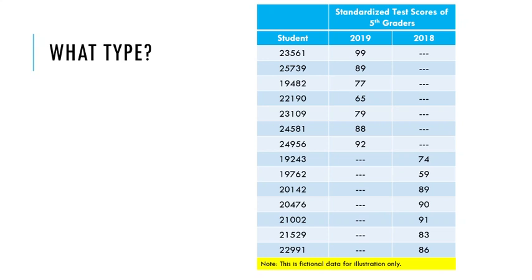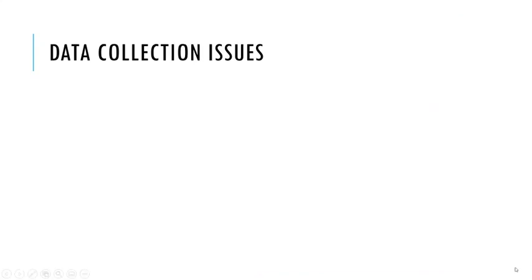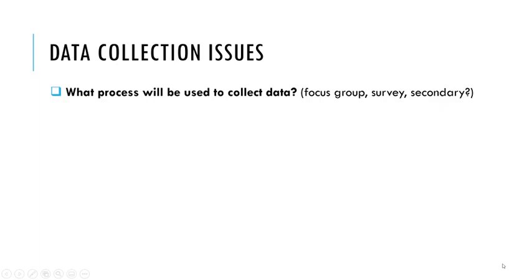All right, so we have now reviewed the 4 different kinds of data sets, and hopefully you can look at data, or if I give you a scenario, tell me what kind of data we're working with. So let's talk about some data collection issues. What process will be used to collect data? Are we talking about focus groups? Are we looking at survey data? Or are we collecting it from a secondary source?